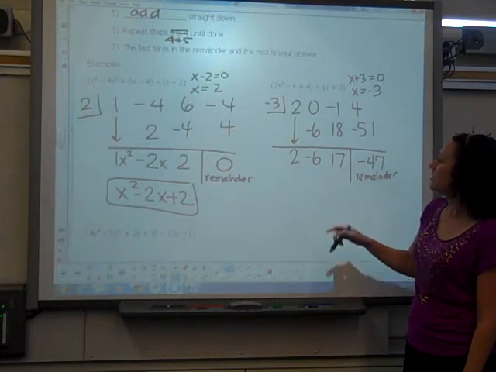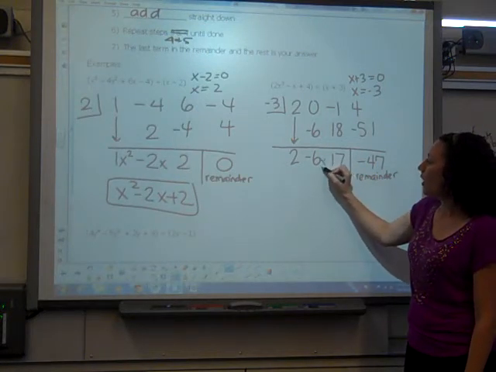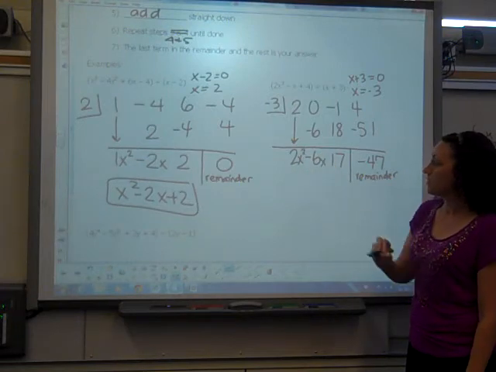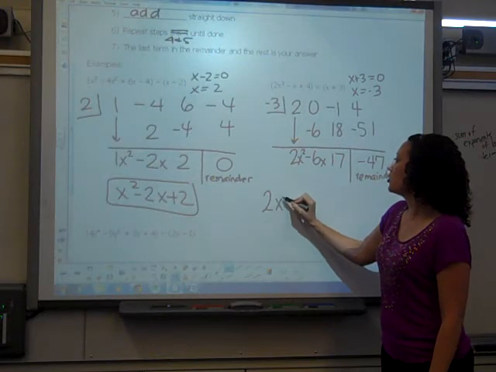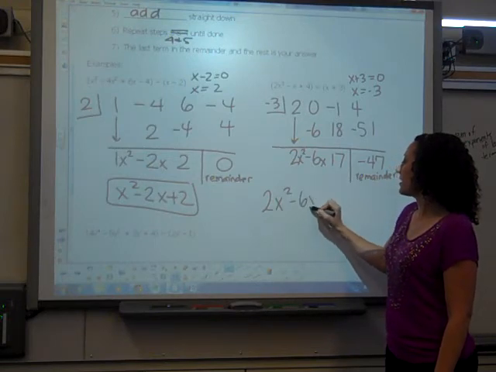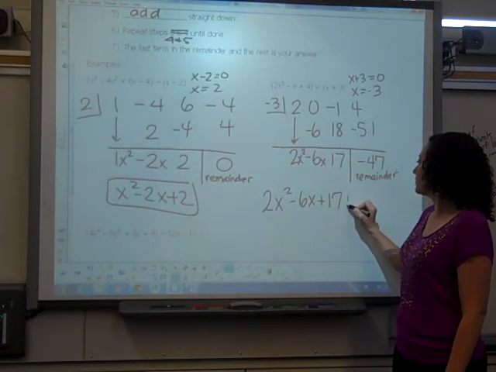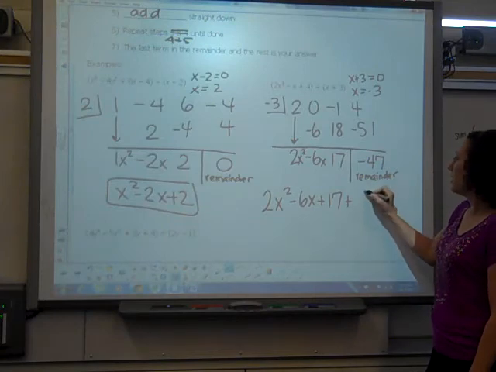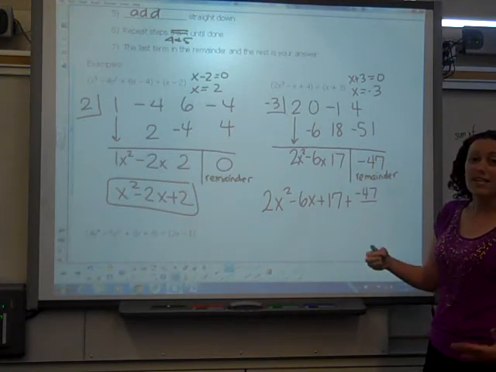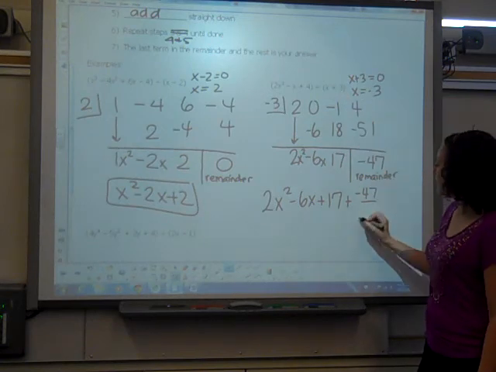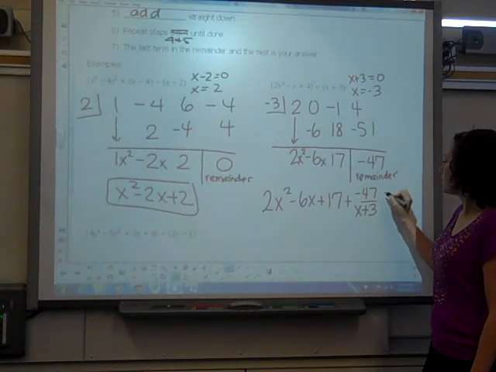Put your letters back in. So I have no x's, 1x, and x squared. Let's write our answer so everyone can see it. 2x squared minus 6x plus 17 plus I need to put my remainder. Again, my remainder becomes the numerator, and then on the bottom is what I divided by. So I divided by x plus 3.